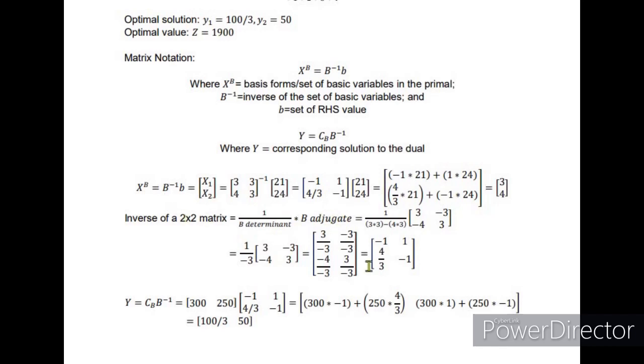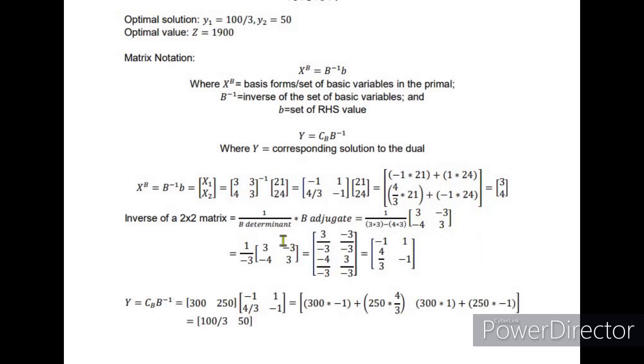So the adjugate is just by applying the positive and negative sign symbol. So here, we will multiply positive 1. Here, you will multiply negative 1. That's why it is 3 and negative 3. So here, you will multiply negative 1, and here you will multiply positive 1. That's why it is negative 4 and positive 3.